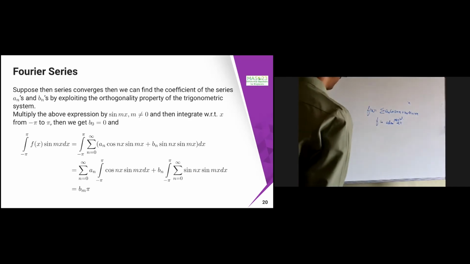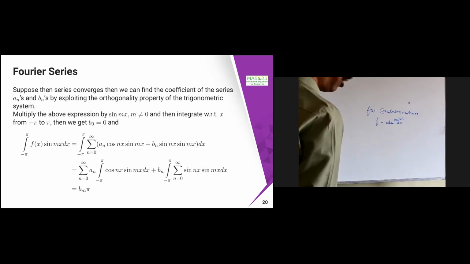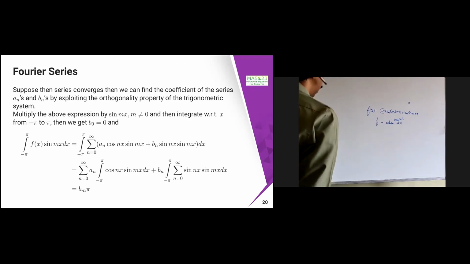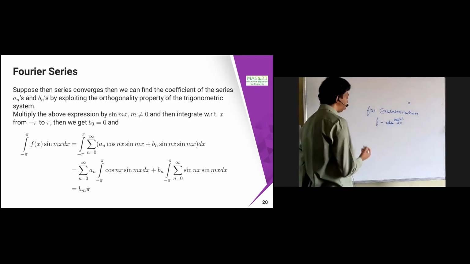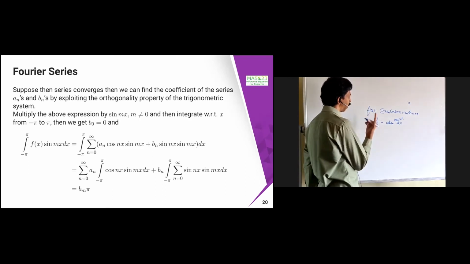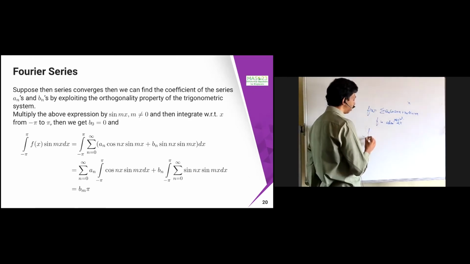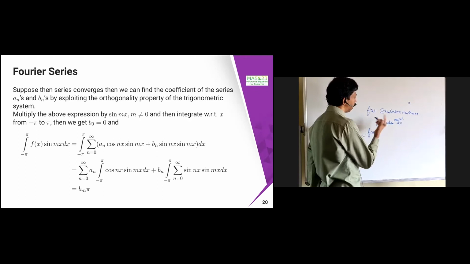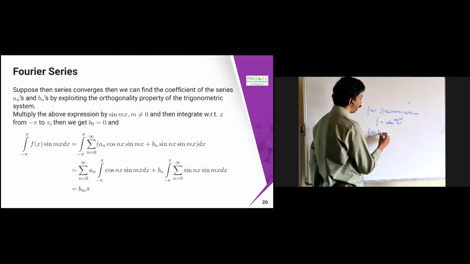So in that case, f of x is going to be continuous. Suppose the summation of a cos x and b sin x converges. Now, since this f of x is continuous, I can just integrate. I'm going to put the integration, multiplying by sin mx.